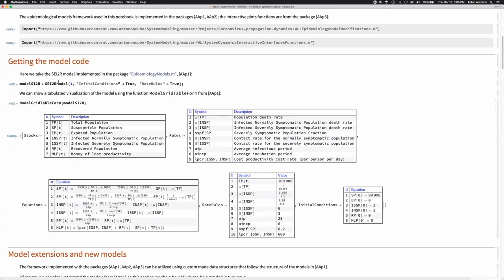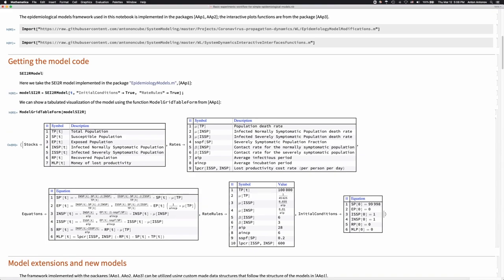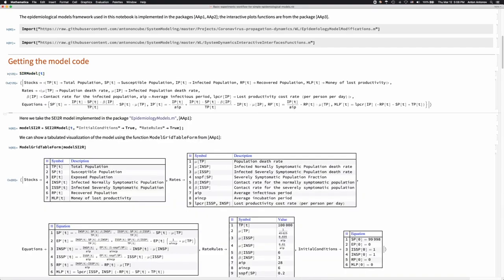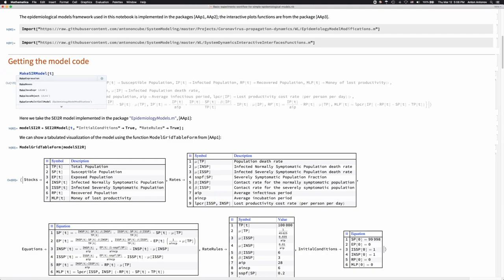For example, the general idea is that if I have something like a SIR model, and I specify a time variable, I should get this model, and I'm going to show how this model looks with a model table form. It's a simple model. You can see I don't have initial conditions here. I have only descriptions of the populations: the total population, susceptible, infected, recovered.